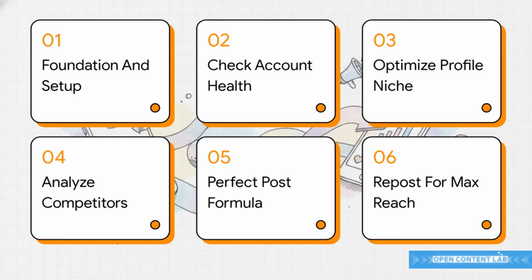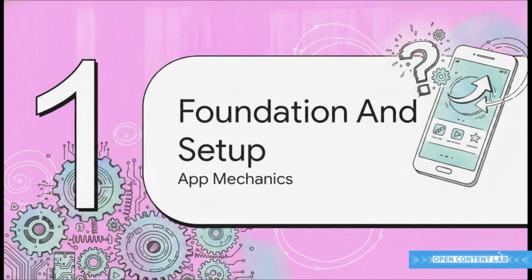So here's how we're going to break this all down today. First, we'll look at the foundation and setup to make sure your app is actually primed for success. Second, we'll run a diagnostic on your account health. Third, we'll dive into optimizing your profile niche. Fourth, we'll analyze search and competitors. Fifth, we're going to unlock the perfect post formula. And finally, we'll cover the new rules of reposting for maximum reach. All right, let's jump straight into step 1, the foundation and setup.